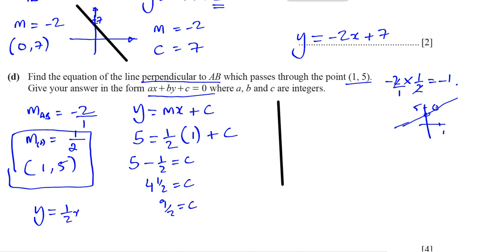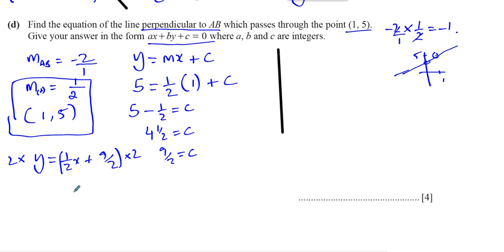Now they don't want it in this form. They want it in the form ax + by + c = 0, where a, b, and c are integers. So they want all of these numbers to be integers. So we've got to multiply both sides of this equation by 2. Why? To get rid of the fraction. When you have an equation and you want to get rid of the fraction, you multiply both sides by the LCM of the denominator. So if I multiply both sides by 2, I'll get 2y is equal to 2 times a half, which is x, and 2 times 9 over 2 is 9.